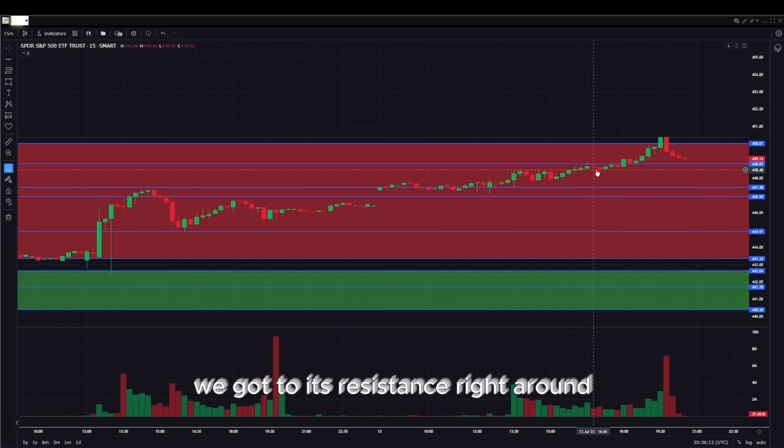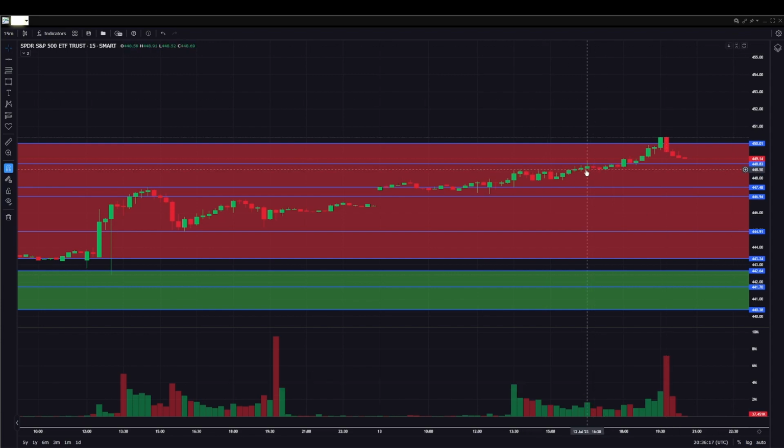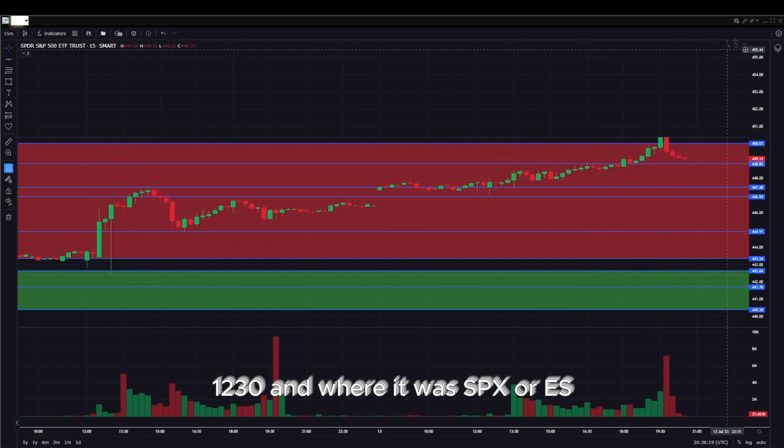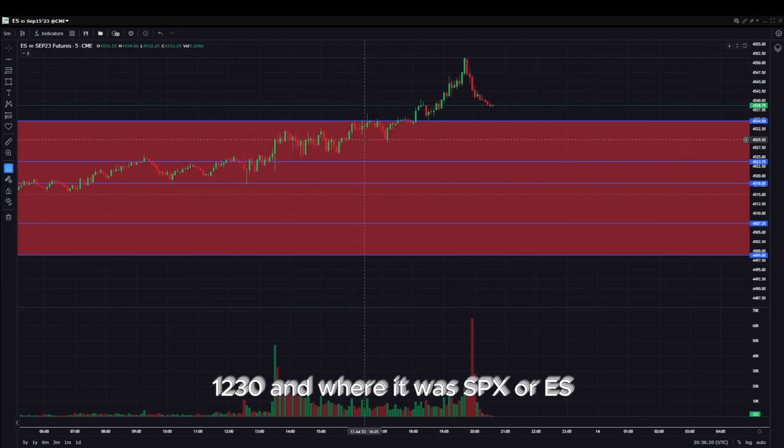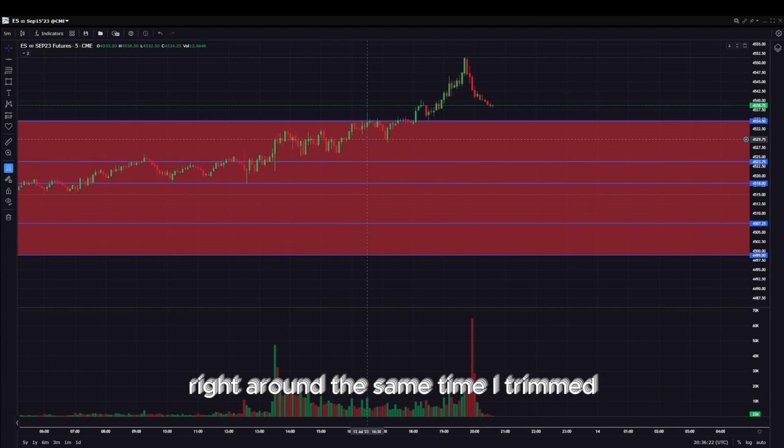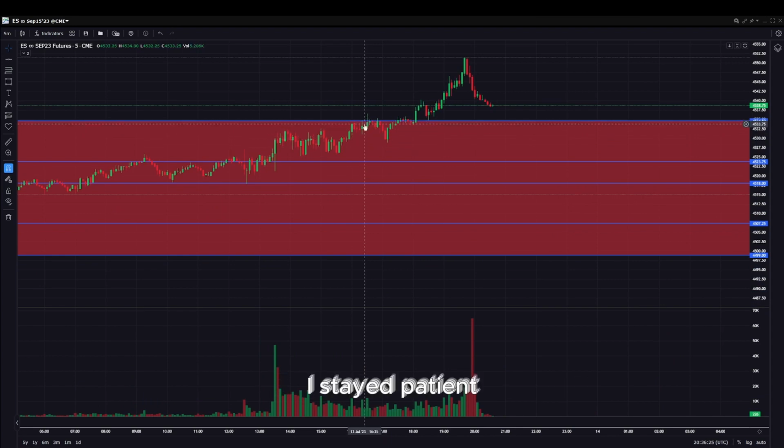And as you can see, we got to its resistance right around 12:30, and where was SPX or ES? Right around the same time I trimmed. I stayed patient, held most of my position, had my stop set.